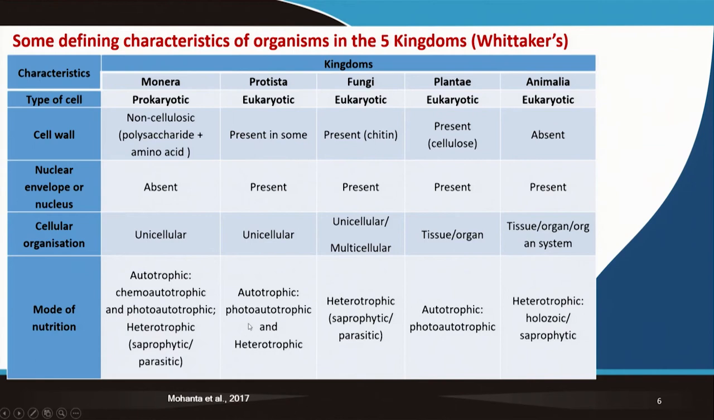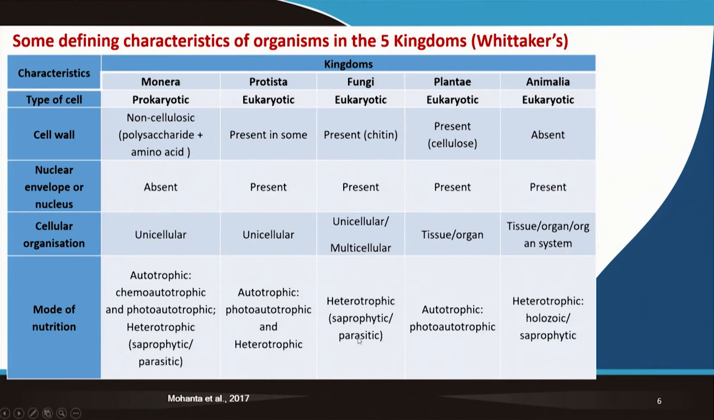Similarly, protista, which include protozoa and algae, can be autotrophic. So you know that algae are autotrophic and protozoa are heterotrophic. Fungi are heterotrophic. They feed on dead biomass. When you've seen mushrooms and mold growing on all kinds of surfaces, they are saprophytic microorganisms. These saprophytic microorganisms, we also call them decomposers, feed on dead biomass.